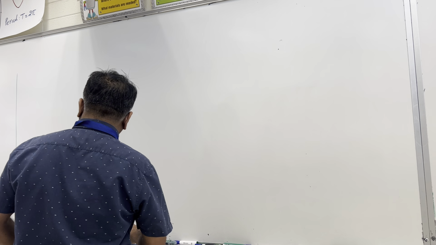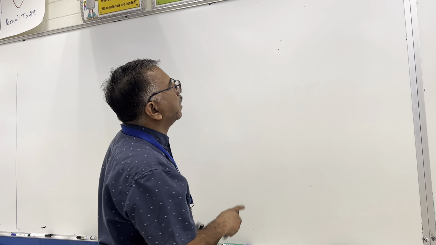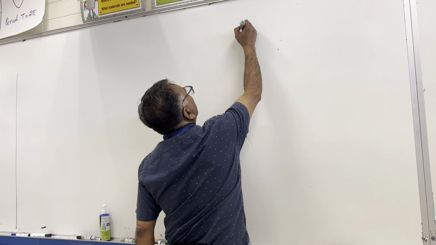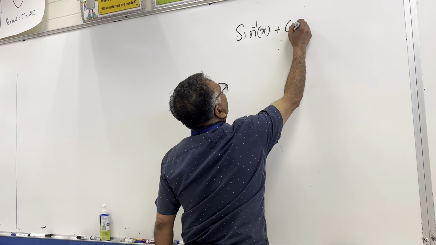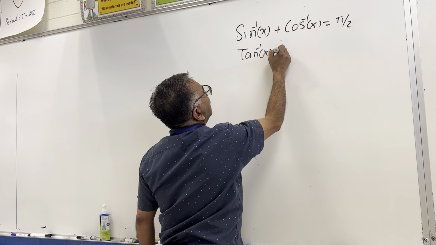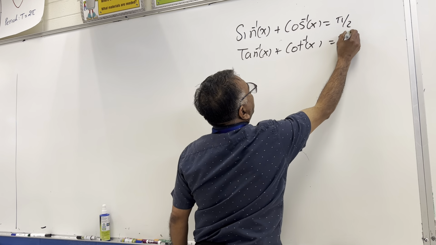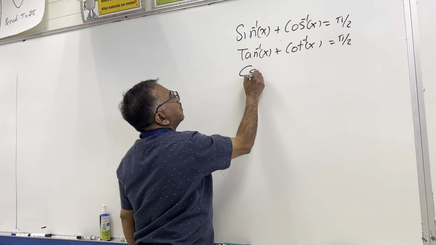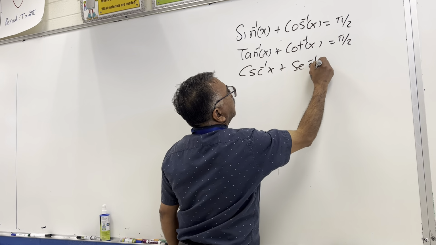Okay, hello students. In this video, I would like to prove a few more identities. That is, why sine inverse of x plus cosine inverse of x is pi by 2, and the same thing, tan inverse of x plus cotangent inverse of x is pi by 2, and why cosecant inverse of x plus secant inverse of x is pi by 2. So that's one group of identities I want to prove.